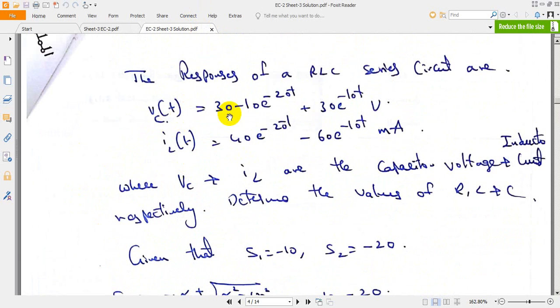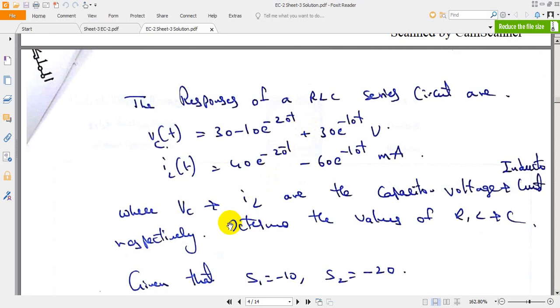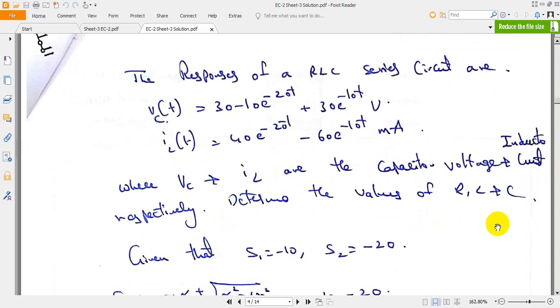we know Vc of t is equal to minus 10 e power minus 20 t plus 30. It means there is some initial voltage of 30 that existed in the circuit, and whether the initial voltage is there or not, nothing to be worried. What we need to identify is the value of R, L and C. Three different values have to be identified.